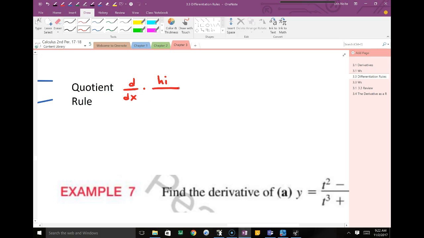And the something on the bottom is a ho. Now, I hope this doesn't offend anybody, but everybody remembers it. You always start with the ho. So it goes ho d high, minus high d ho, over ho squared.